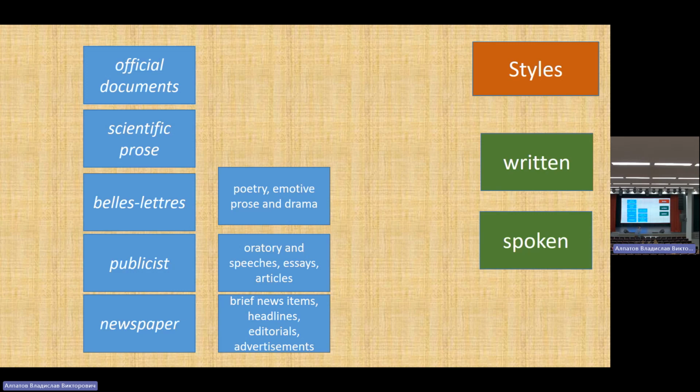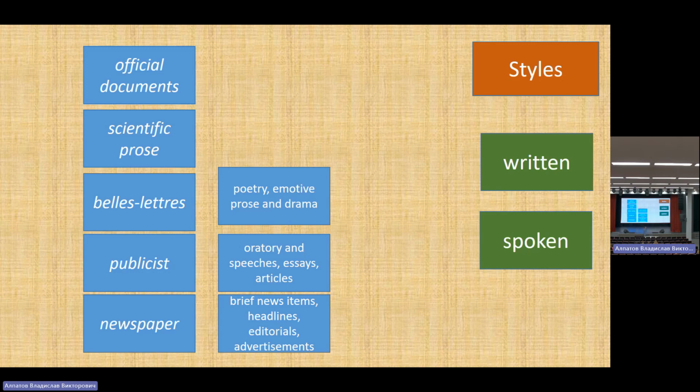The official document style, the scientific prose style, the belles lettres style. Belles lettres is belletristica, right? Which might include poetry or not, but in this case it does include poetry, emotive prose, and drama. Drama as plays, tragedies, comedies, and so on and so forth. The publicist style. That includes oratory and speeches, ораторские речи, so speeches, essays and articles. In this case, essays and articles are the written equivalents of oratory and speeches. The aim of the publicist style is to persuade people, right? Whether orally or in the written form.